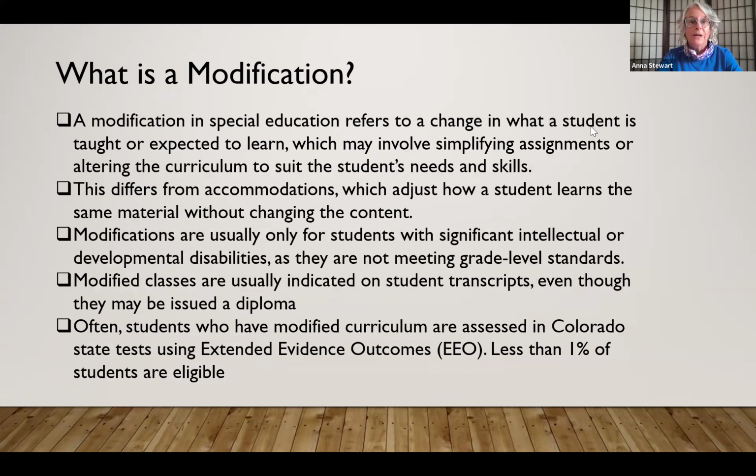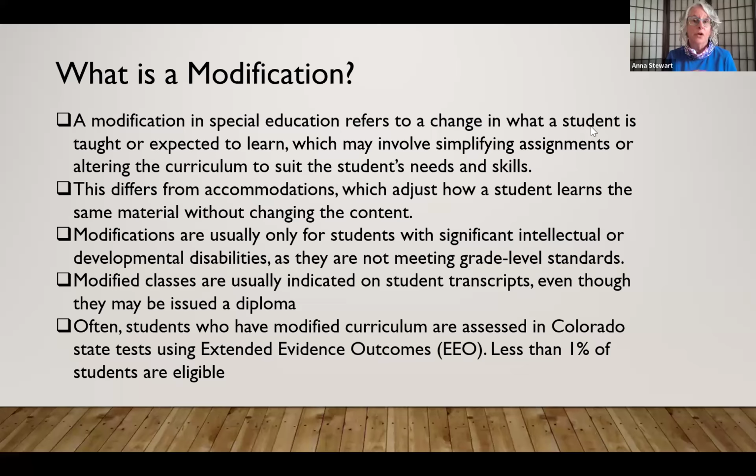On the other hand, a modification does change what a student is taught or expected to learn. So typically the students that have modifications are those with a cognitive or intellectual disability or significant other disabilities that make accessing the grade level curriculum difficult for the student. And so these modify what they are. So a modification can sometimes look like, instead of having a multiple choice test with an essay, they have 2 choices or a fill in the blank or a true and false. So it's a simplified version.